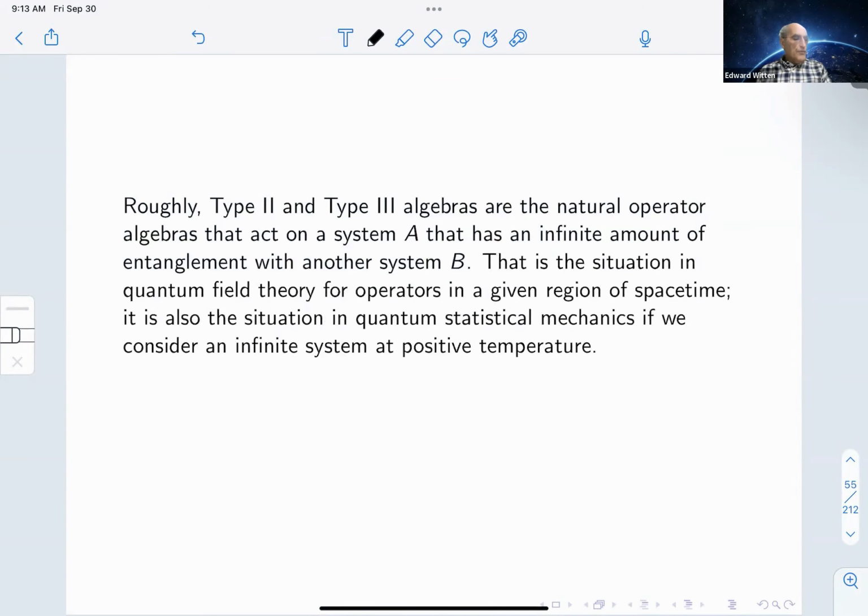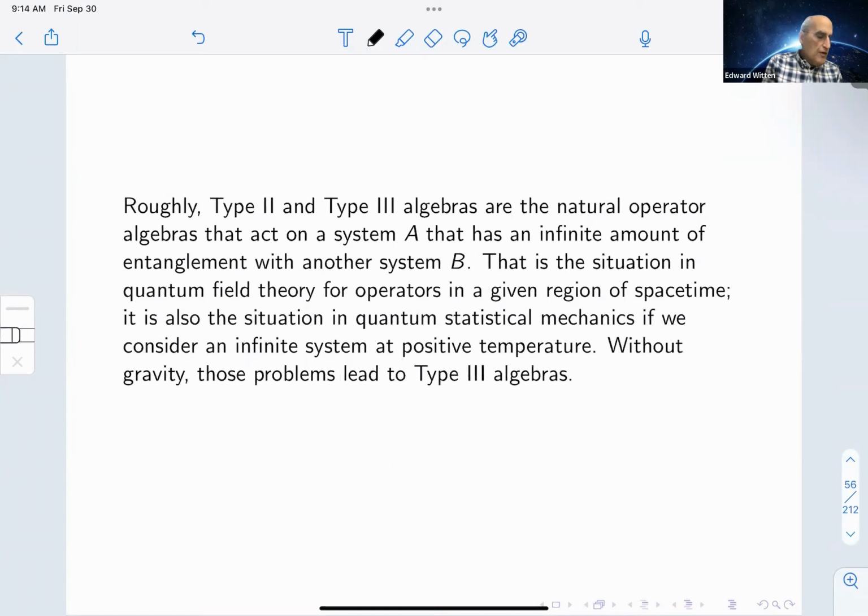Anyway, in quantum field theory for operators in a given region of space-time, we always have an infinite amount of entanglement between modes just on one side of the border between the regions and modes just on the other side. So modes close to the separation between the two regions are highly entangled, with always an infinite amount of entanglement. And likewise, as I already said, in quantum statistical mechanics for an infinite system at positive temperature, there's always an infinite amount of entanglement. So such systems are not going to give type 1 algebras because they have an infinite amount of entanglement. In fact, without gravity, they lead to type 3 algebras.